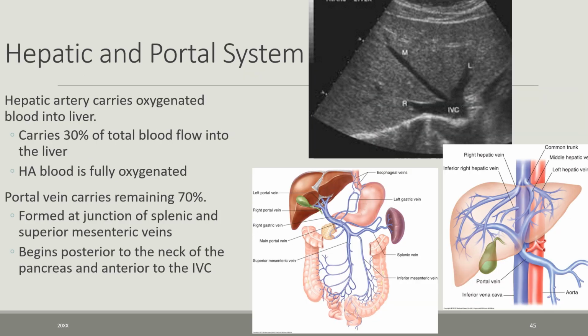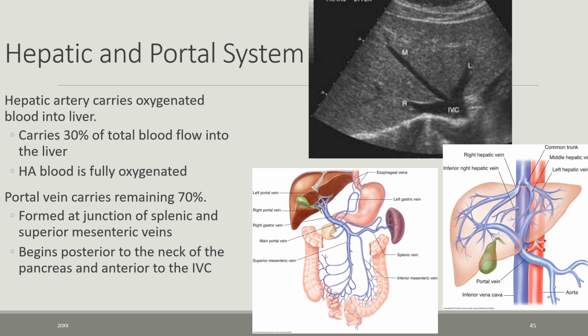Now, what happened to all those other veins? So we had the superior mesenteric artery come off the aorta, but we didn't have a superior mesenteric vein. Well, we also had a splenic artery come off the aorta, and we didn't have a splenic vein dump into the IVC. So the system that these veins use are called the hepatic and portal system.